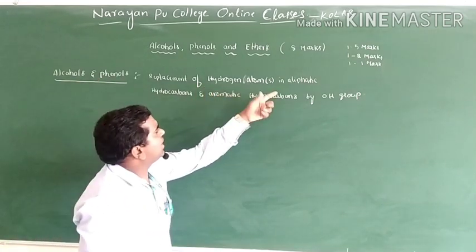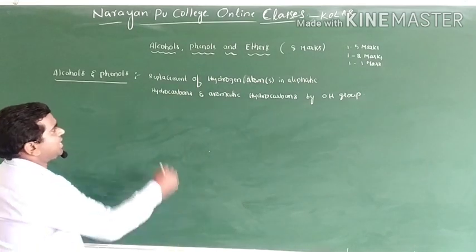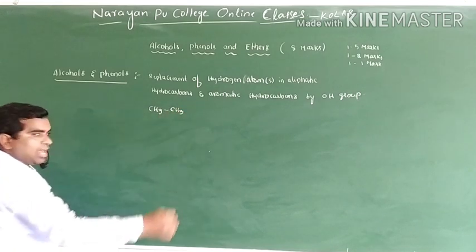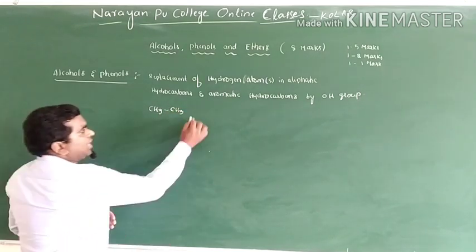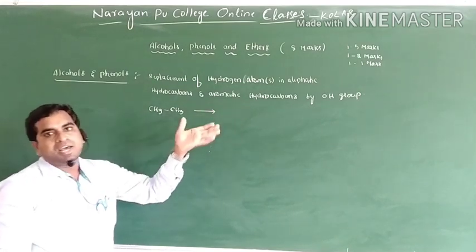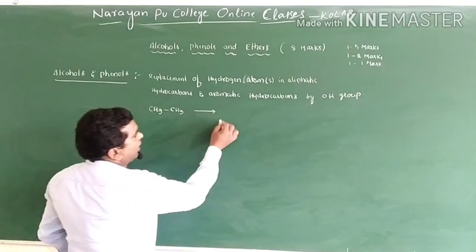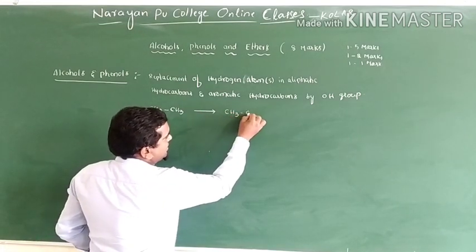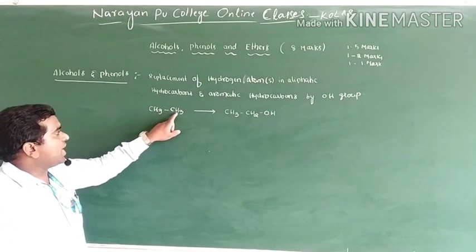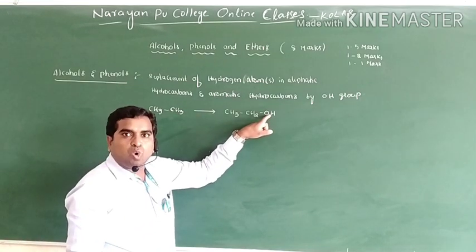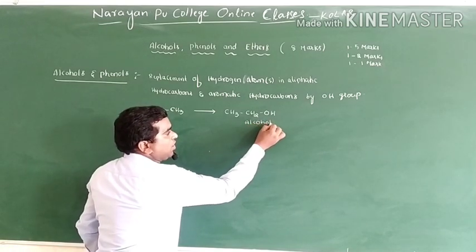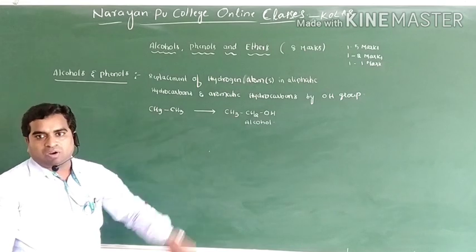You know aliphatic hydrocarbons. Take an aliphatic hydrocarbon; suppose I simply take an alkane, and replace one hydrogen, or more than one hydrogen. For simplicity I am writing replacement of one hydrogen by the OH group. Then what will you get? CH3CH2OH. Here one hydrogen is replaced by the OH group and it gives an aliphatic alcohol, simply alcohols.